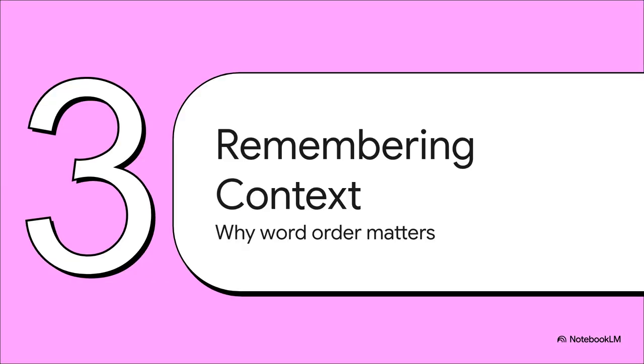Okay, so our model gets words now. Fantastic. But sentences aren't just a jumble of words, right? They have an order, a flow, a story. The model still can't tell that story because it has no memory of what came before. It needs to understand context.